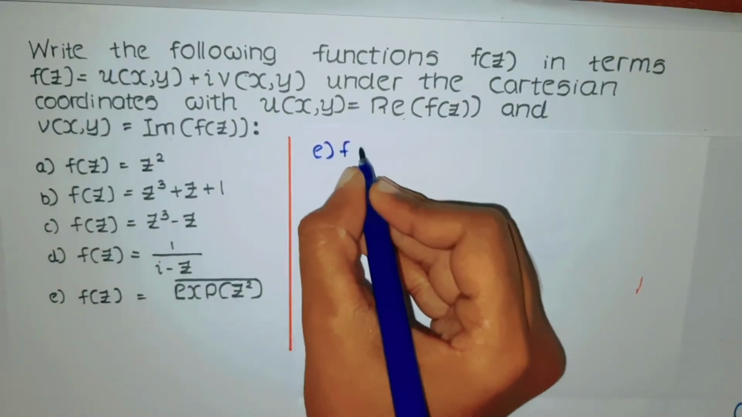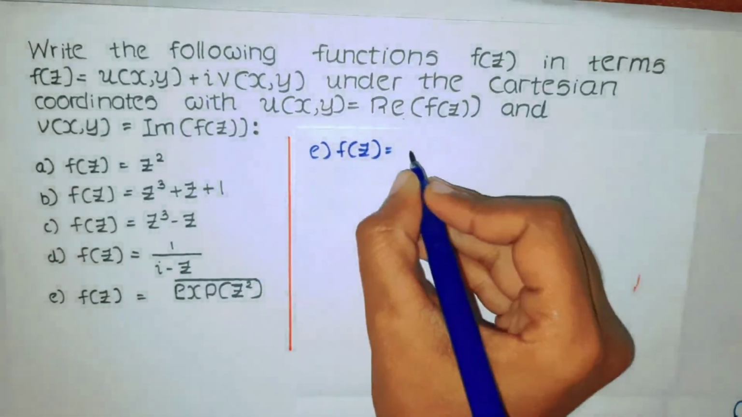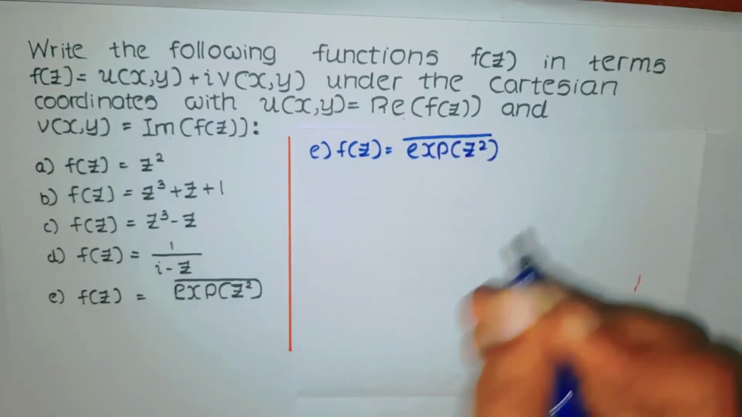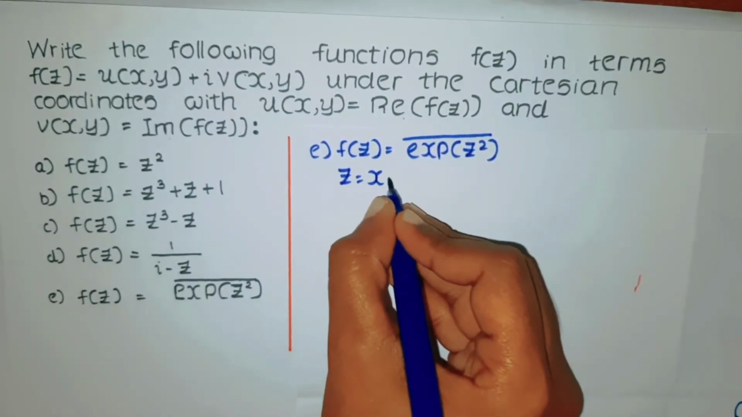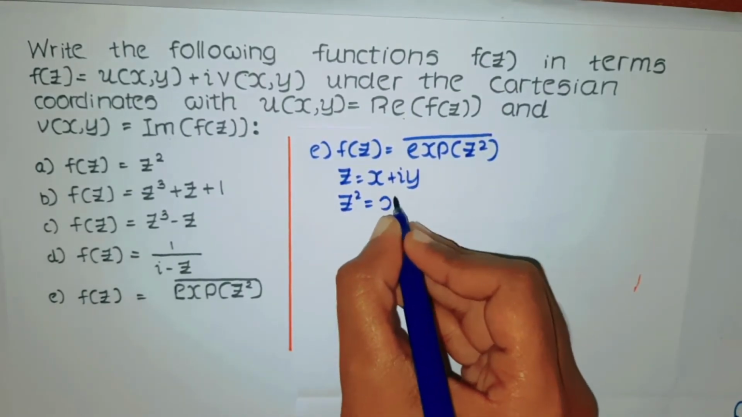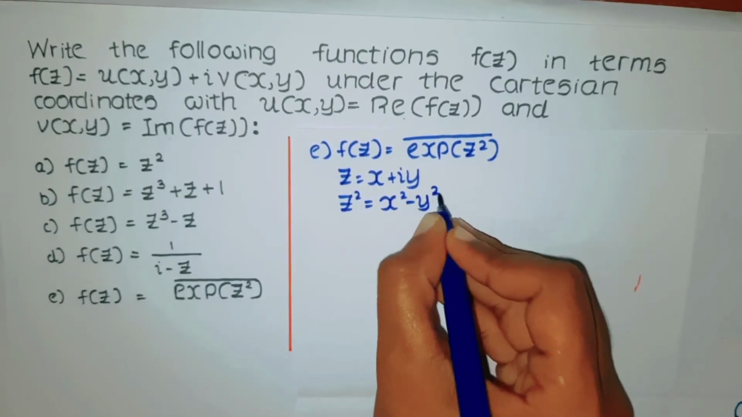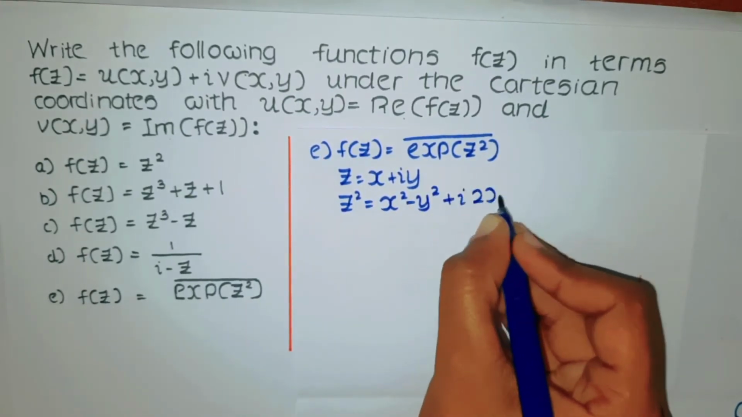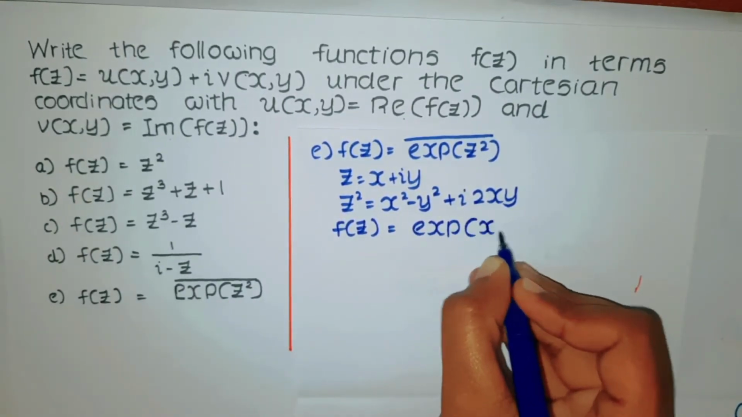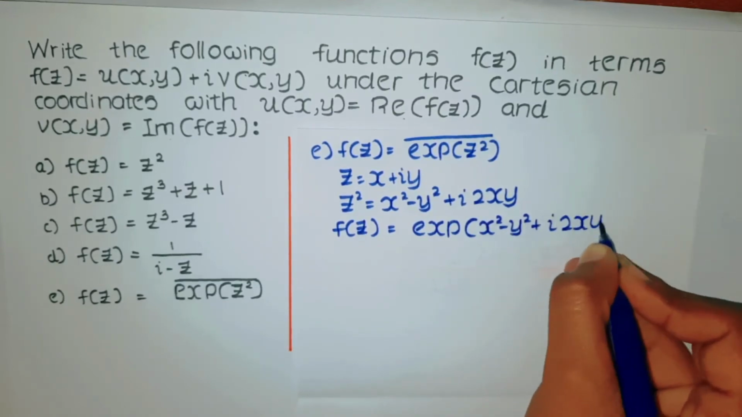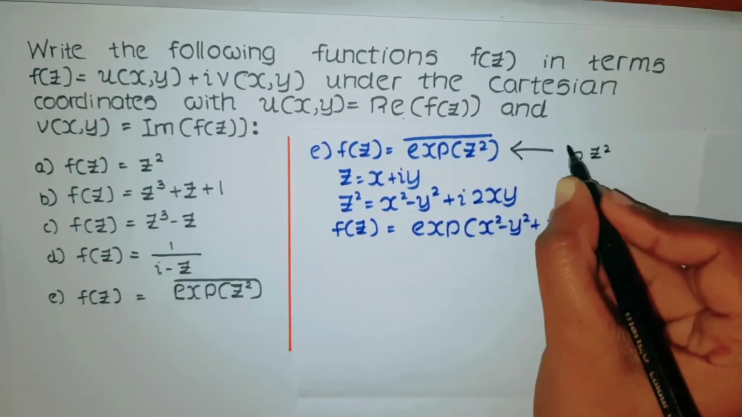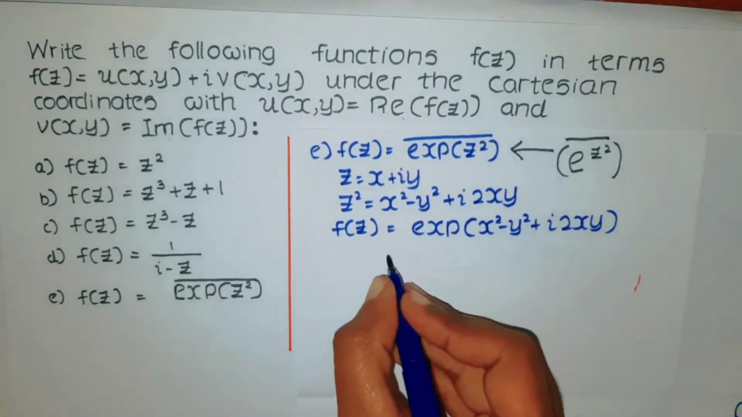Then the last one, it looks very complex, but it is the easiest problem. f(z) equals the conjugate of the exponential z squared. As the previous, we use z equals x plus iy. Then squaring both sides, you know z squared equals x squared minus y squared plus i times 2xy. Then substitute it into the function. If someone finds it difficult, say this: the conjugate of the exponential z squared means the conjugate of e to the power z squared.